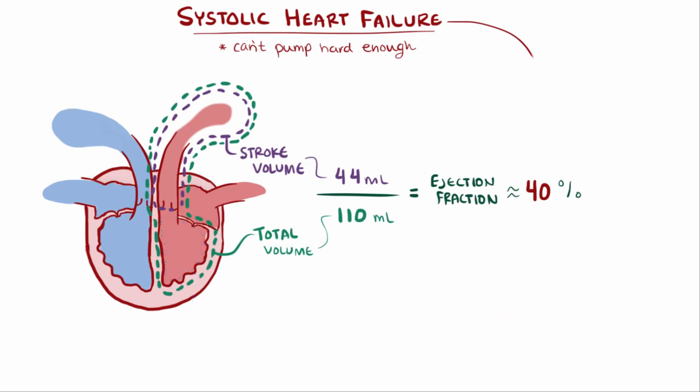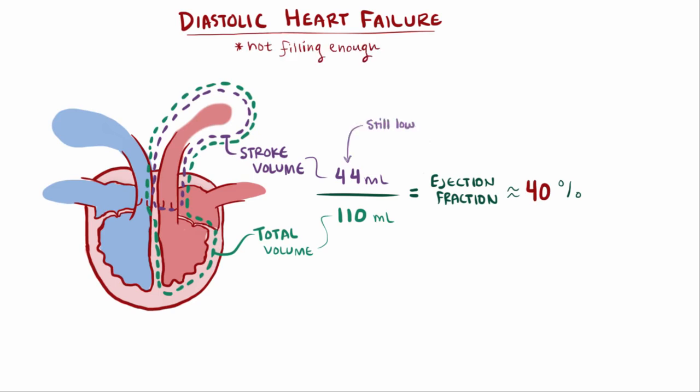Now, in addition to systolic heart failure, you've also got diastolic heart failure, which is where the heart's squeezing hard enough, but not filling quite enough. In this case, again, the stroke volume is low, but the ejection fraction's normal. How's that? Well, it's not filling enough, so there's a low total volume, say about 69 milliliters. Well, even though both are low, 44 milliliters divided by 69 milliliters is still 64%.